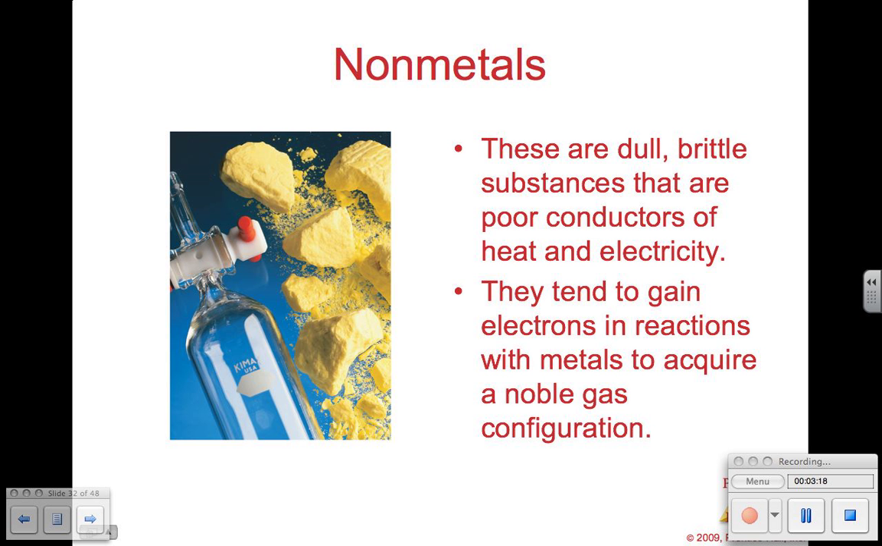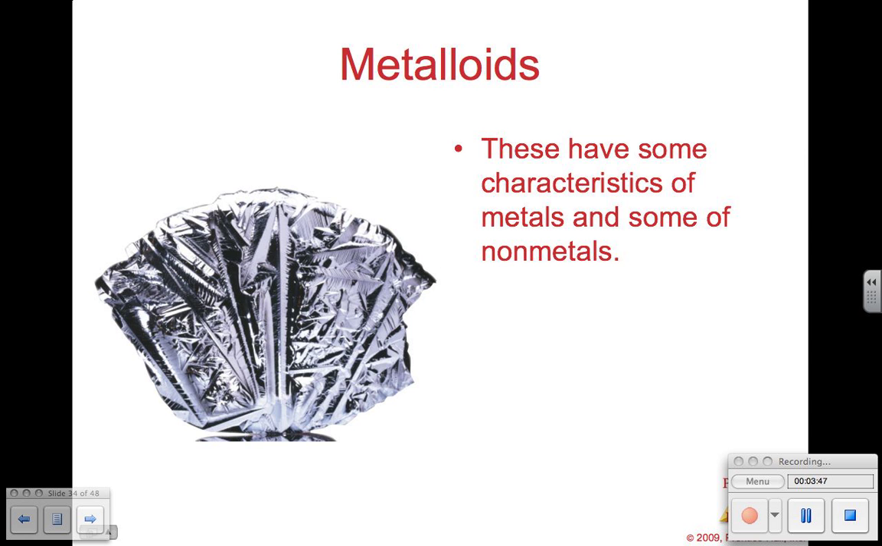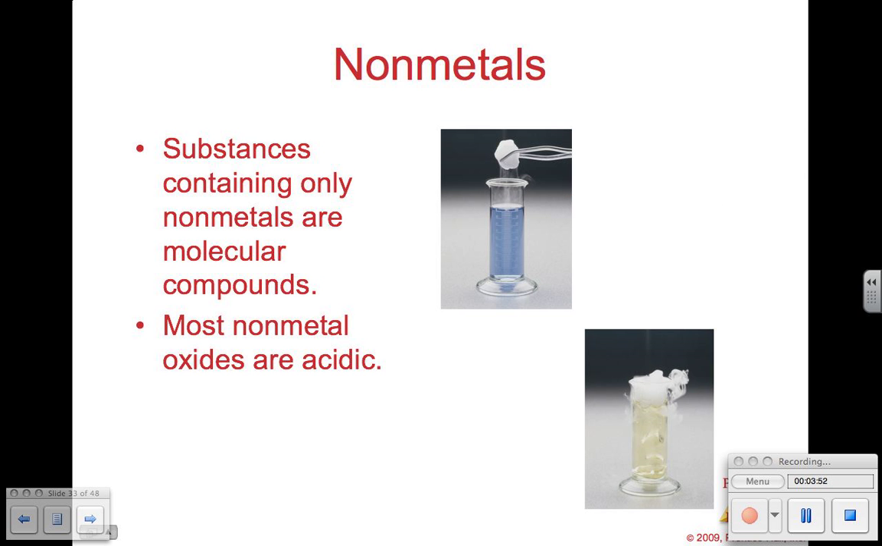Nonmetals: dull, brittle substances, poor conductors of heat and electricity, tend to gain electrons to acquire a noble gas configuration. So if you think of fluorine, it gains one electron to be like neon. Some other characteristics of nonmetals: substances containing only nonmetals we refer to as molecular compounds rather than ionic compounds. And most nonmetal oxides, so nonmetals combined with oxygen, form acidic solutions.